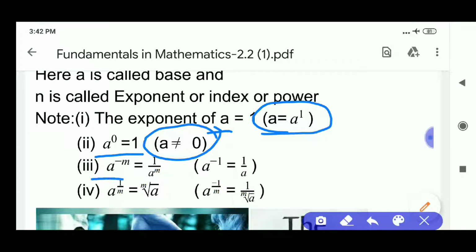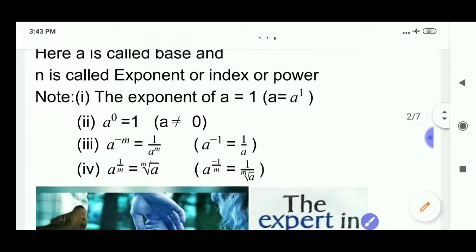A power minus m can be written as 1 by A power m. So, A power minus 1 becomes 1 by A. 1 by A is equal to A power minus 1 or A inverse. Another thing, A power 1 by m can be written as mth root of A. Now, A power minus 1 by m is 1 by mth root of A.